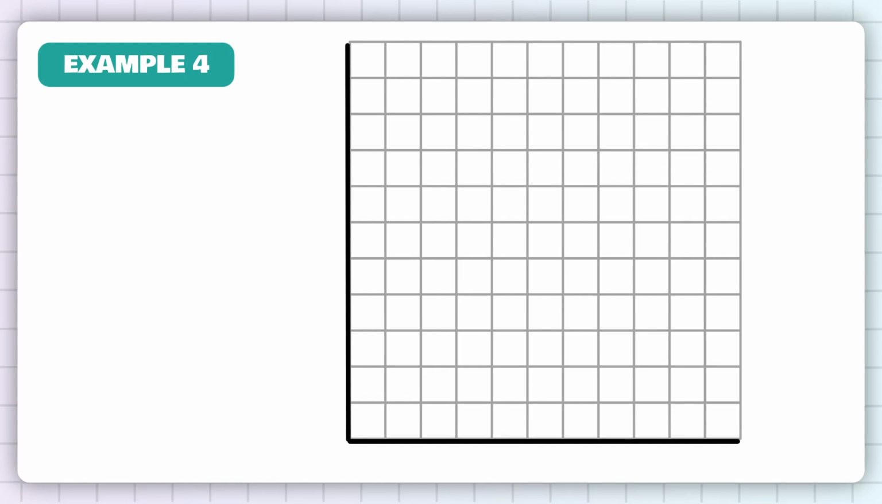Let's start with a simple example of vector addition. Imagine we have two vectors, a and b. Vector a is represented by an arrow pointing from point 1, 2 to point 4, 6. And vector b is represented by an arrow pointing from point 4, 6 to point 9, 8. We want to find the resultant vector.